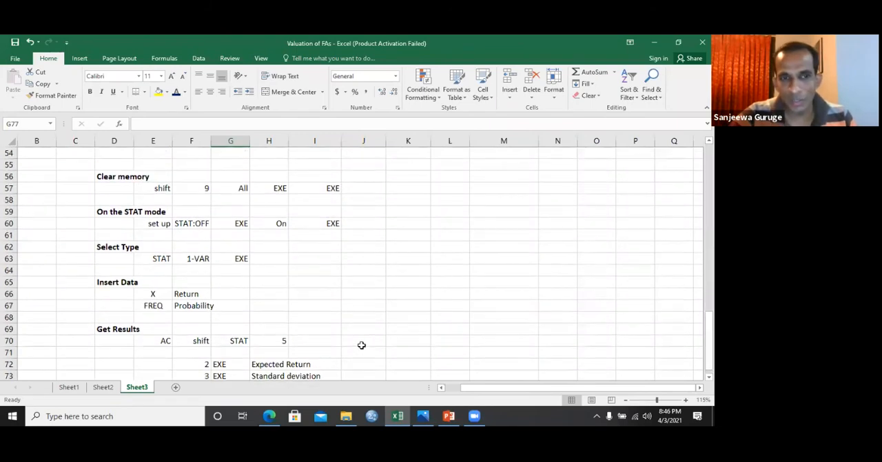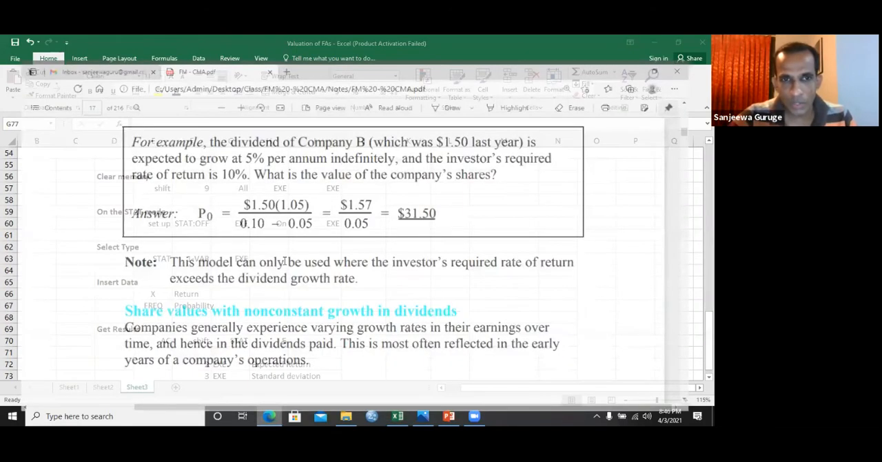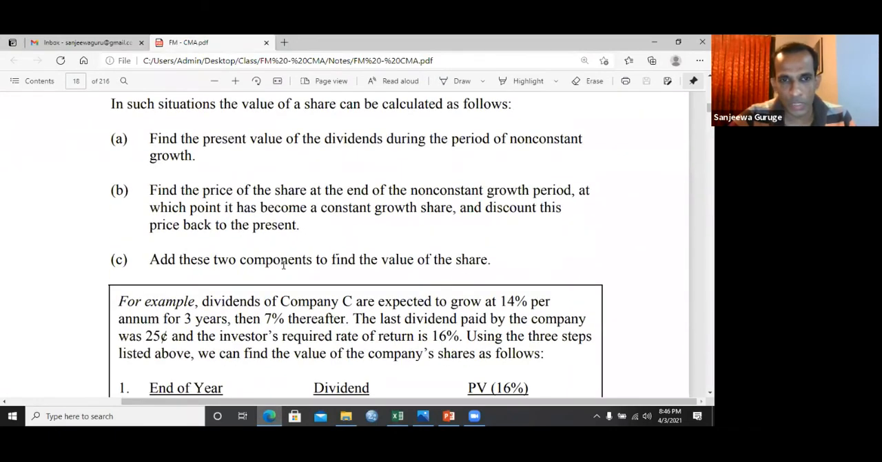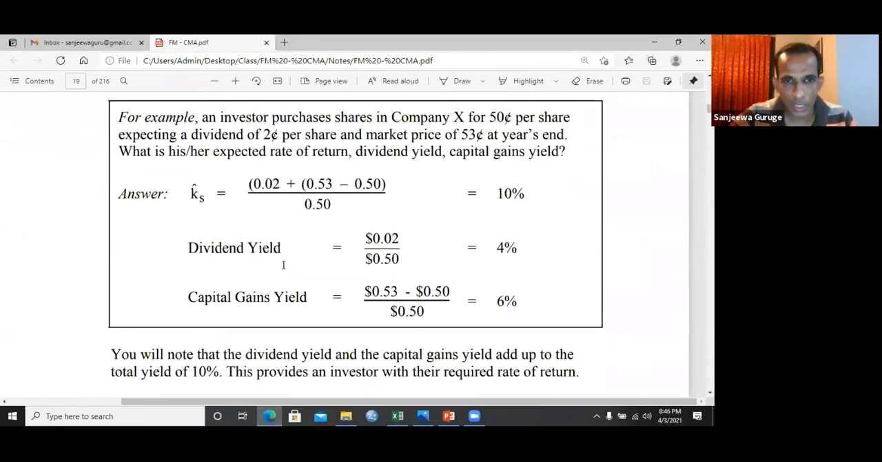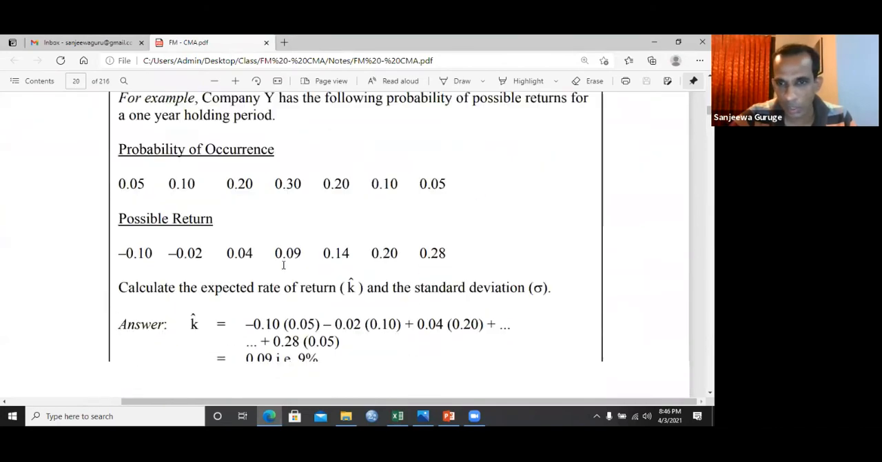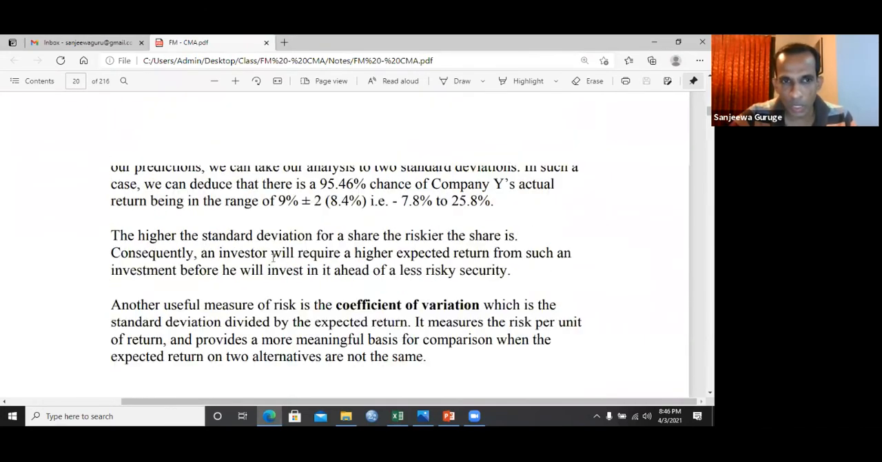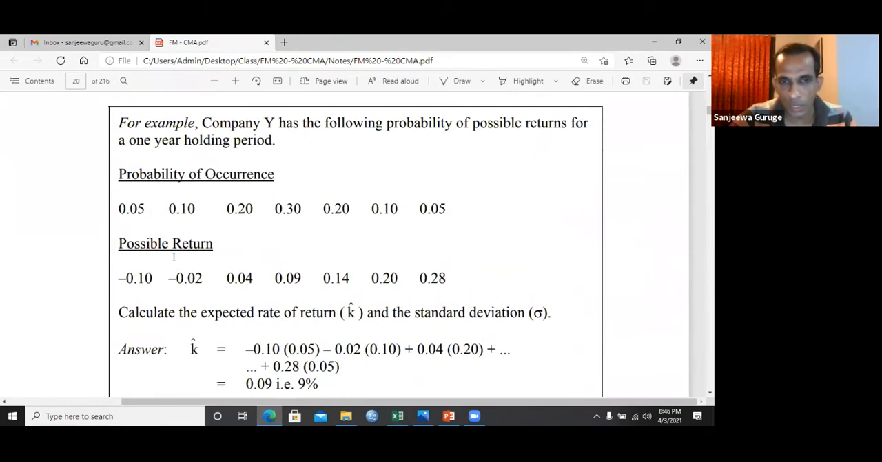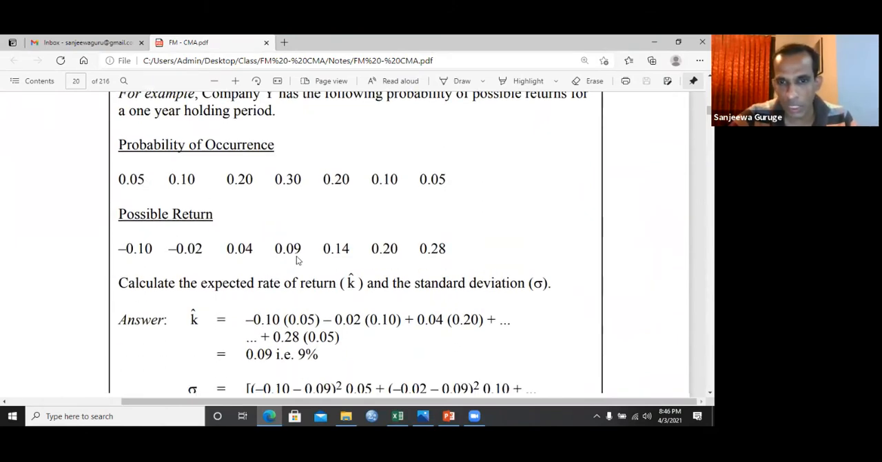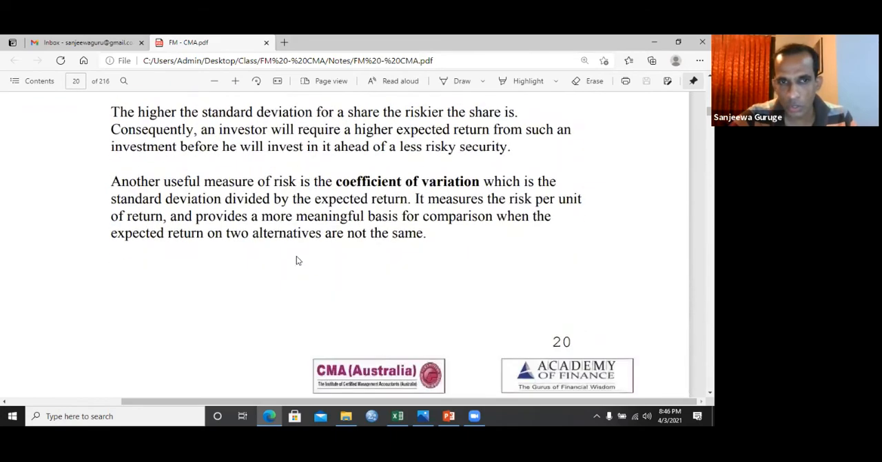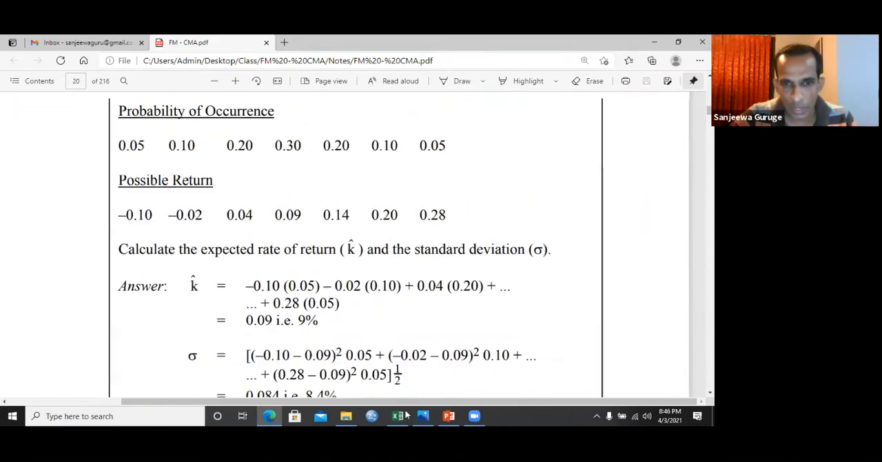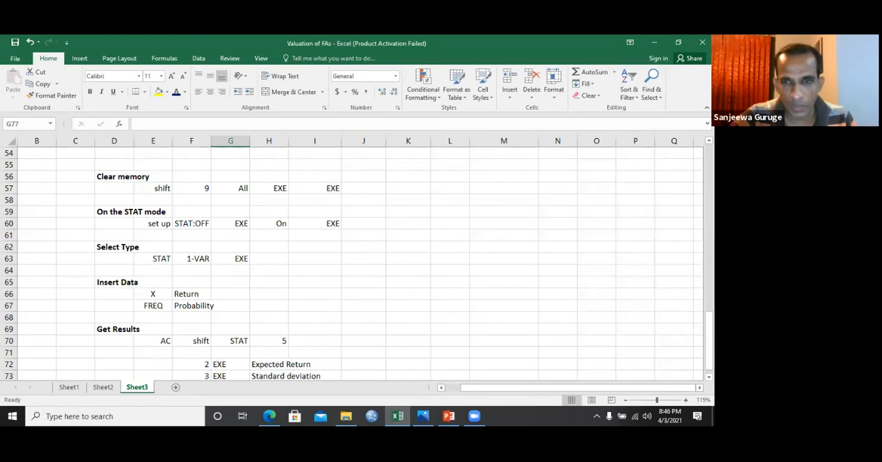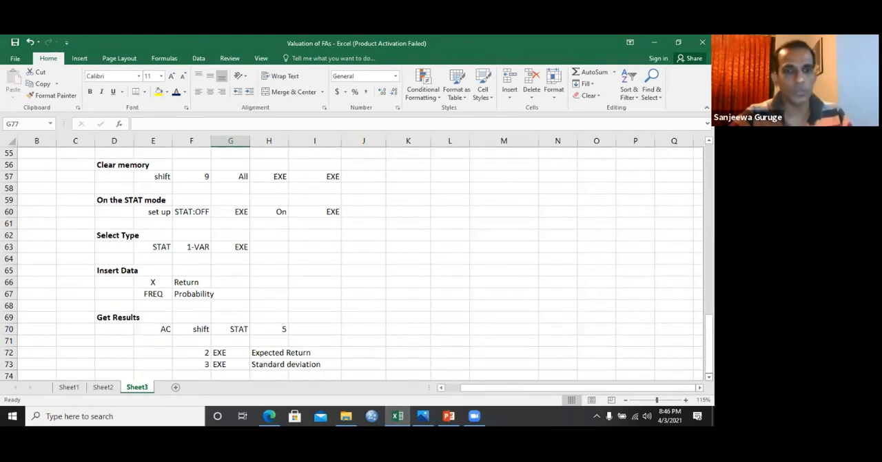that clear? Now to be familiar with these steps, you do the calculation for the example given in this study text. There is a calculation on page number 20, with the probability of occurrence and the possible return given. So use your study text and, using these steps, calculate the expected return and standard deviation. These are the steps to be followed. If you have any doubt, please tell me. So calculate that.